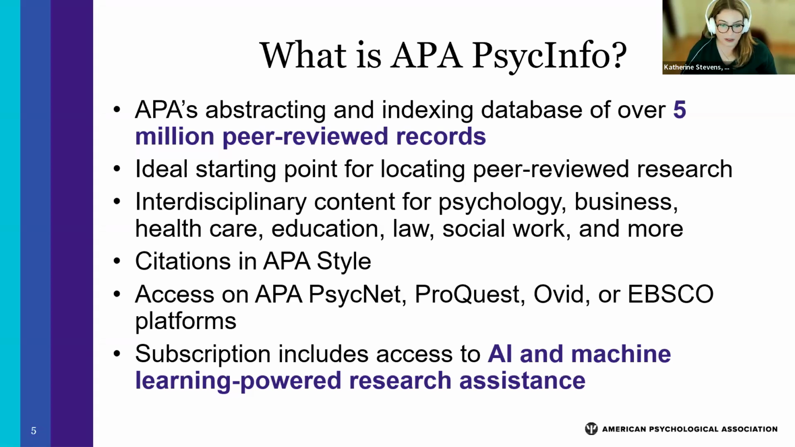All citations are available in APA style, so the formatting is there, it's done for you. You can access APA PsycInfo on any of the 4 vendor platforms, so our very own APA PsycNet, ProQuest, Ovid, or EBSCO. And an institutional subscription to APA PsycInfo includes access to AI and machine learning powered research assistance, which is what we are going to be discussing today.